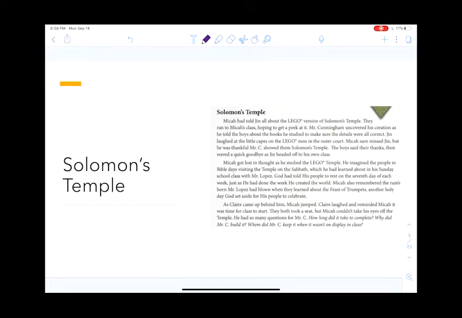He had so many questions for Mr. C. How long did it take to complete? Why did Mr. C build it? Where did Mr. C keep it when it wasn't on display in class?